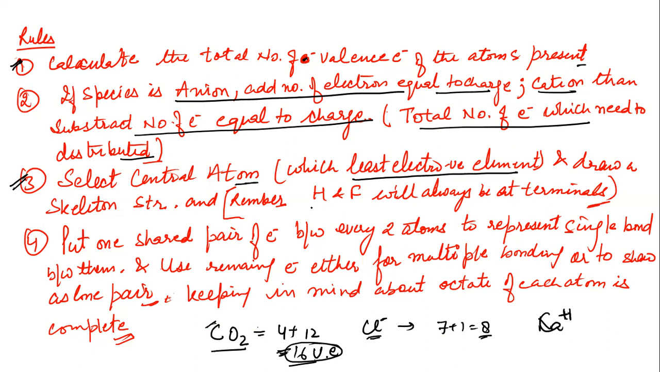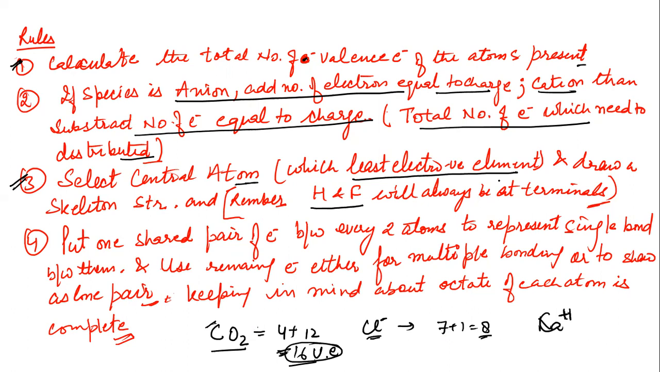And remember, hydrogen and fluorine will always be at the terminal. Hydrogen can never be a central element, and similarly fluorine is also not going to be a central element. They are going to be in the terminal position because fluorine is the most electronegative one, so it cannot be a central one. Remember that the central element will always be a little bit less electronegative. If both have the same number, you have to use electronegativity and find them.